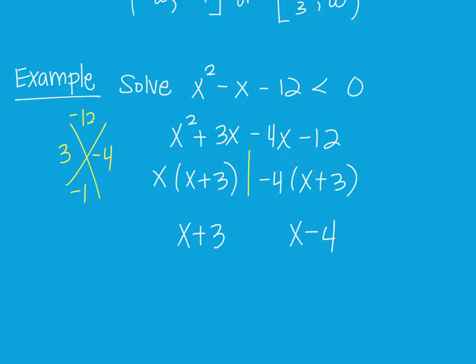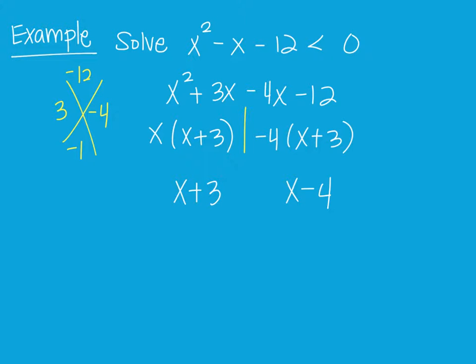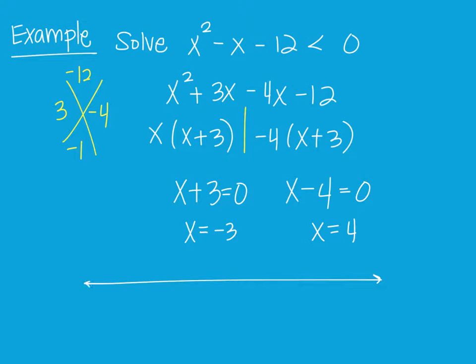And because we are solving, we don't stop here. We set them equal to 0. So x is -3 and x is 4. And because this is an inequality, we don't stop here. What do we do next? Because it's an inequality... You draw a number line. Every inequality has to be graphed on a number line.